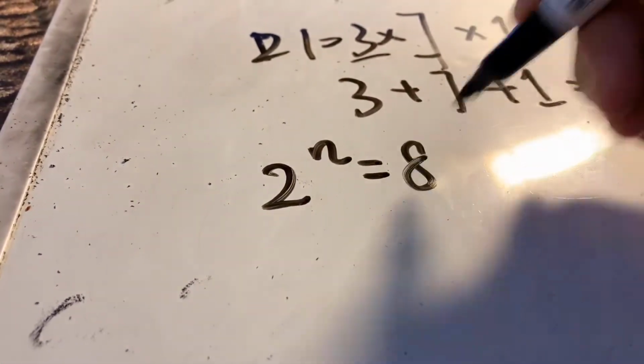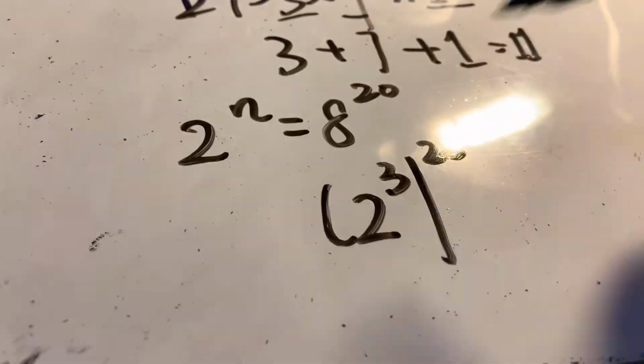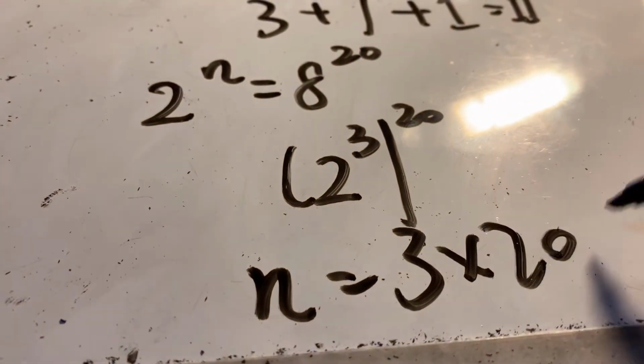Find the value of n if this. So we can just do this. And we know n is equal to 3 times 20, which is 60.